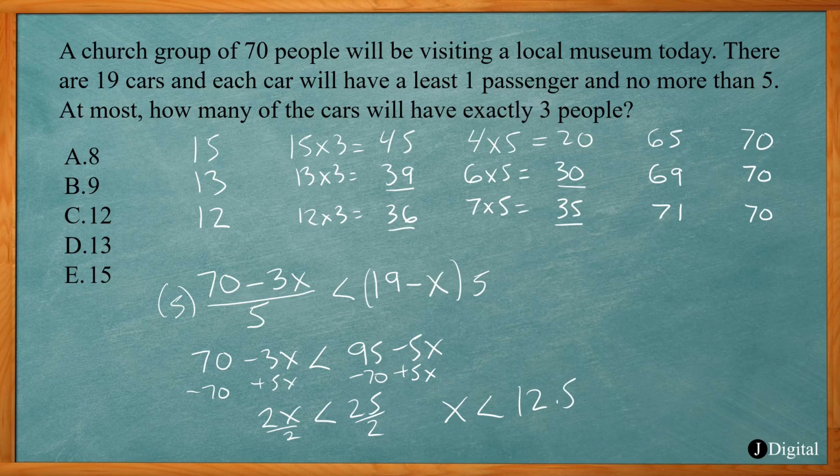If you look at the answer choices, it has to be less than 12.5, so it has to be 12 as the answer choice. Because 13 is more than 12.5, so that doesn't work out. Okay, so these are 2 ways to solve this problem.